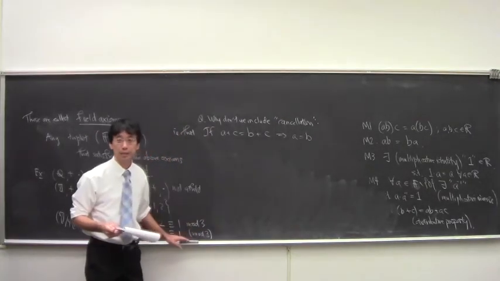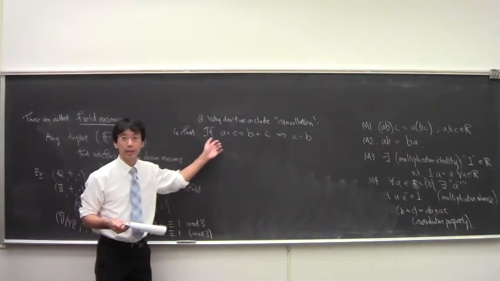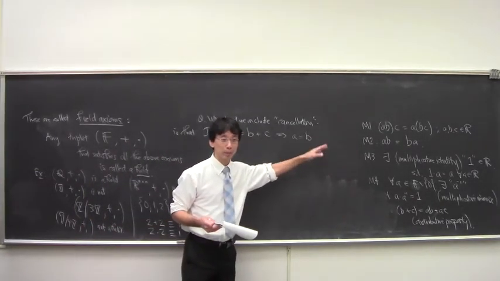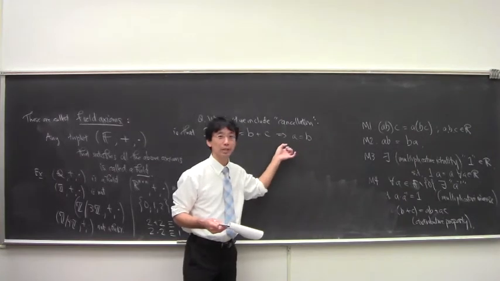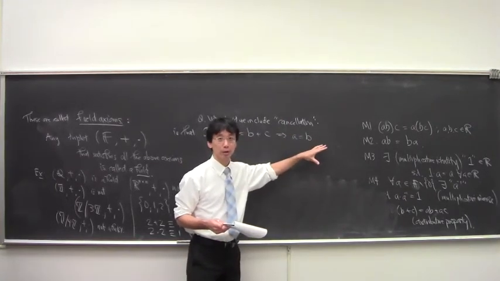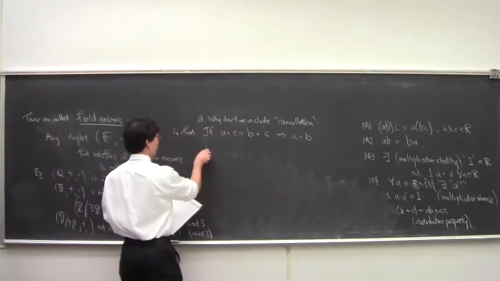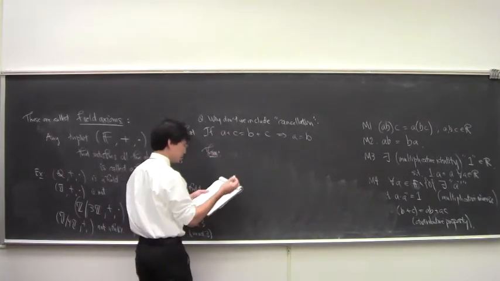Why don't we include cancellation? Well, the reason is that it's a consequence of our axioms. We don't need to throw it in because it would be redundant. That property already follows once you assume the field axioms. So there's a bunch of basic properties that just follow.